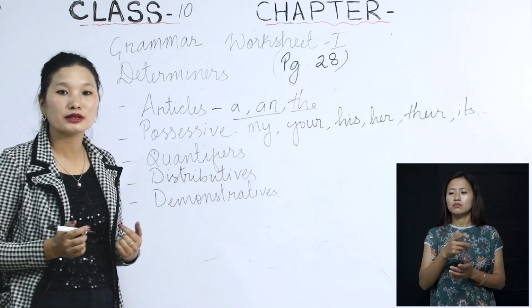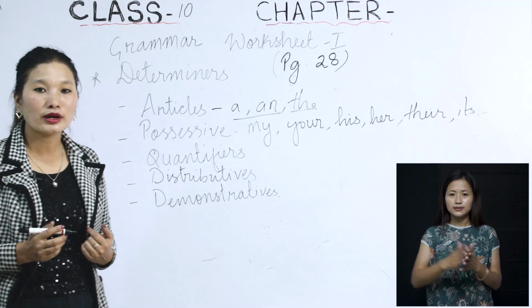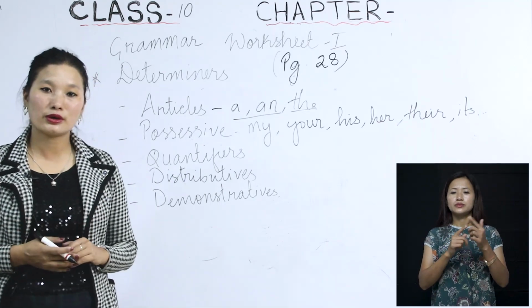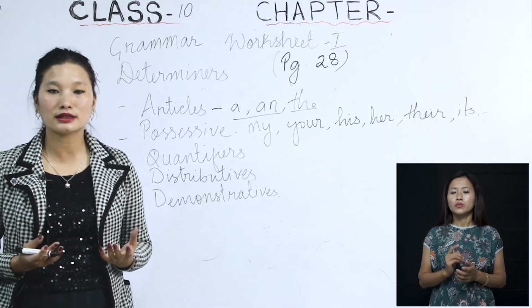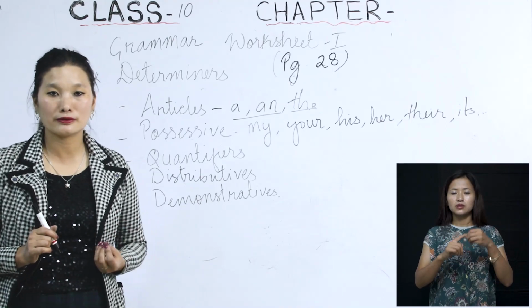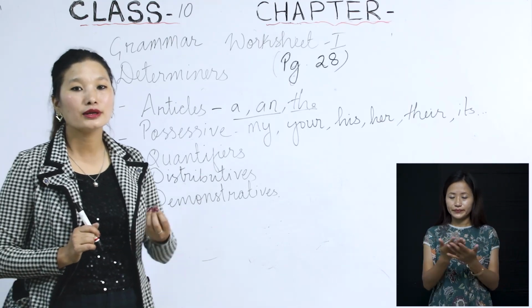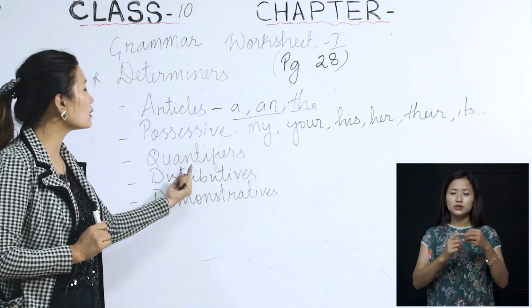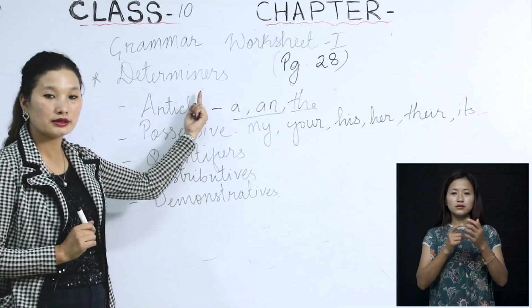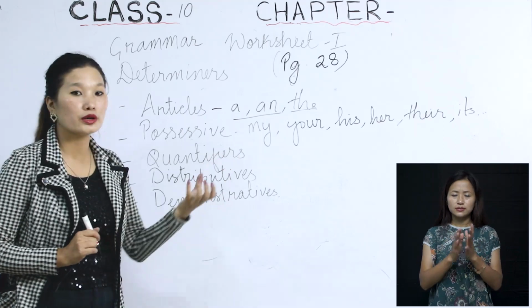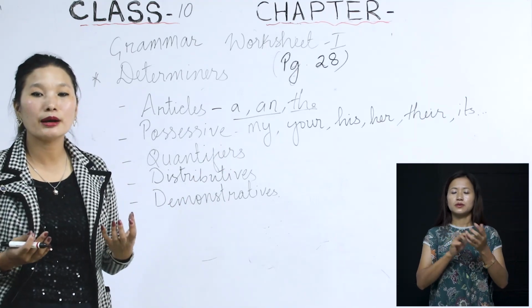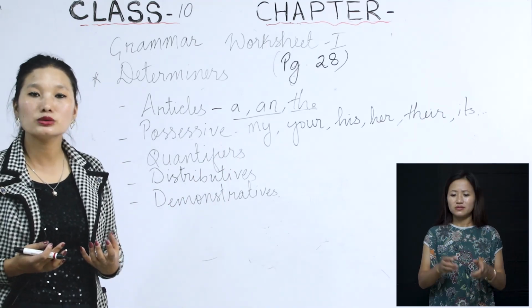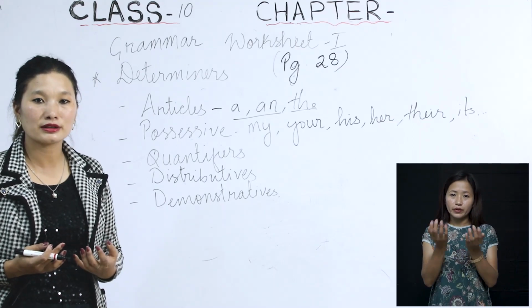And the next comes the quantifiers. Quantifiers, it's close to the word quantity, right? You know what is a quantity, isn't it? Quantity is the amount of something, and here quantifiers is also a subtopic under determiners. And so there are some words which will tell you the amount of something, and those words are called quantifiers.